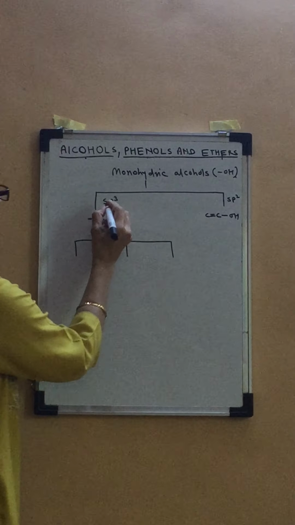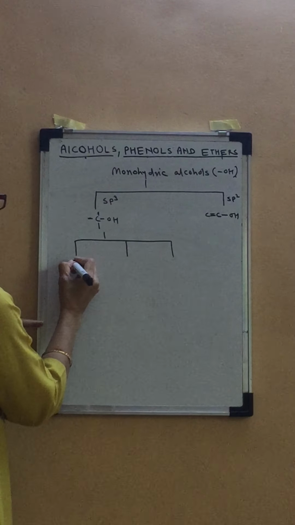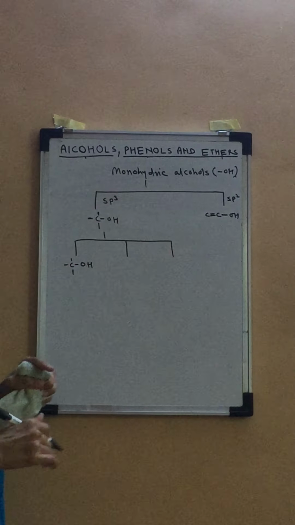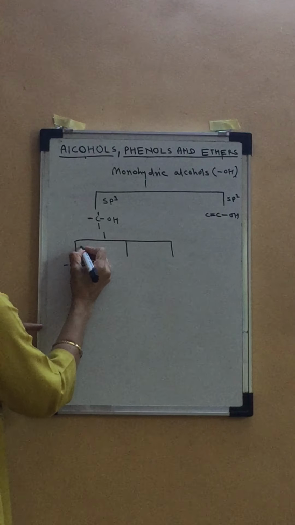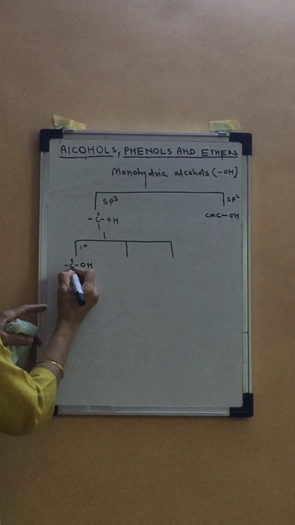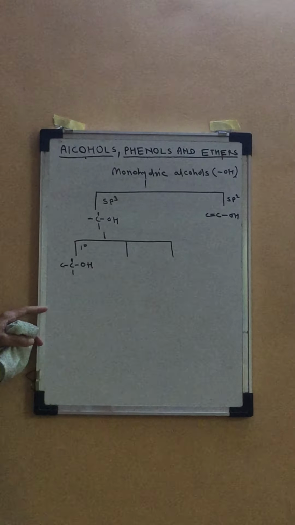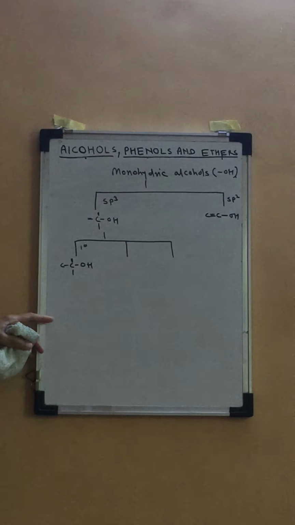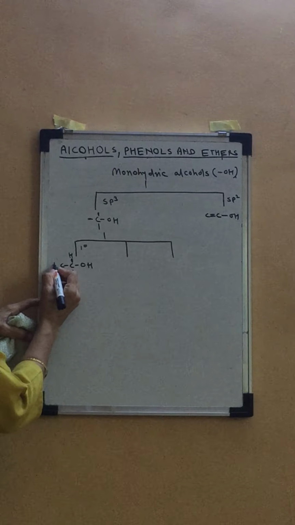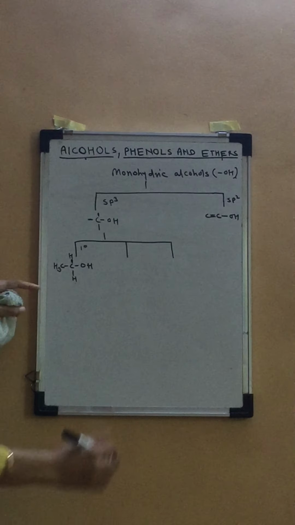The OH-carrying carbon atom is sp3 hybridized, and at the same time it is primary in nature. Primary in nature means it is bonded to only one other carbon atom, and the remaining two are hydrogen atoms, isn't it? So we can have any alkyl group here, like CH3, C2H5 or any other.